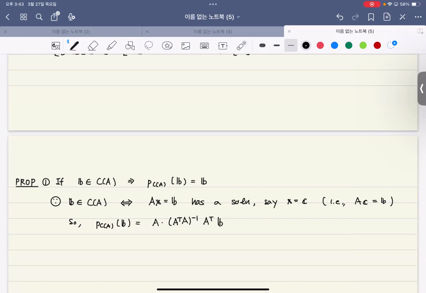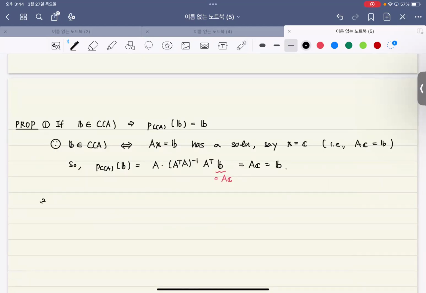Now, okay, good. So this B can be replaced by A times C. So this is merely A transpose times A followed by C. But I have (A transpose A) inverse right here. So those two matrices just cancel out. So all I have is just A times C, but A times C is B. So good.